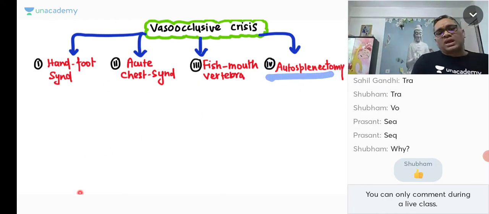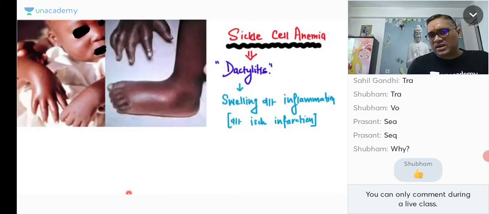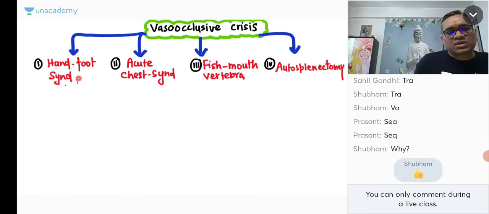Hand-foot syndrome means, because hand and foot are having end arteries. So this hand-foot syndrome is called dactylitis, right? So now first I will write it here, then you understand. In hand-foot syndrome, because of the end arteries, there will be ischemia. Then there will be infarction of hand and foot bones. Usually it will be seen in the pediatric age group.